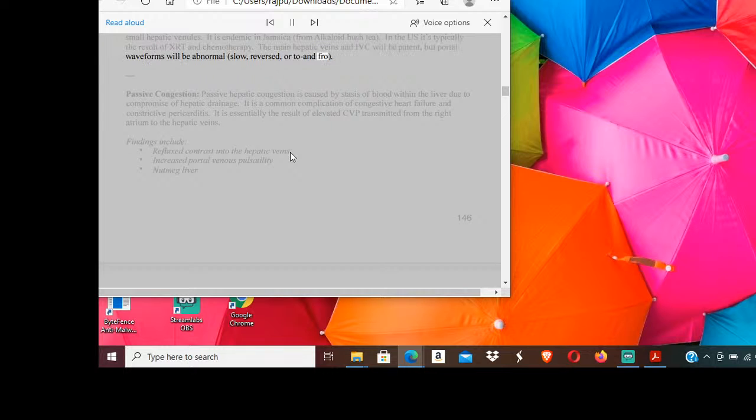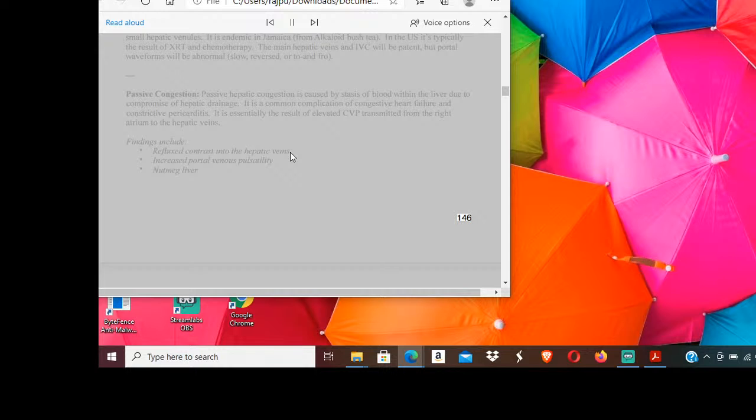Passive congestion. Passive hepatic congestion is caused by stasis of blood within the liver due to compromise of hepatic drainage. It is a common complication of congestive heart failure and constrictive pericarditis. It is essentially the result of elevated CVP transmitted from the right atrium to the hepatic veins. Findings include reflux of contrast into the hepatic veins, increased portal venous pulsatility, nutmeg liver.